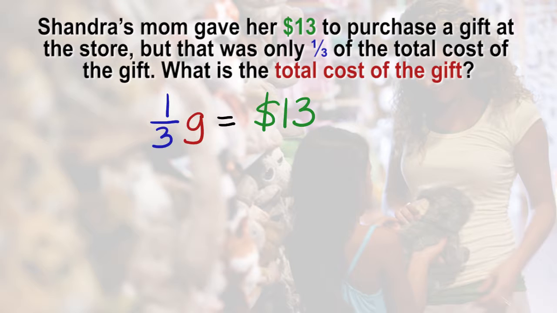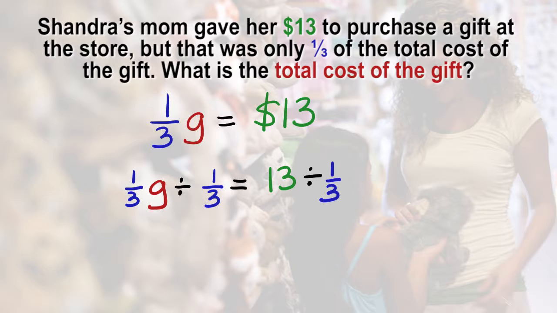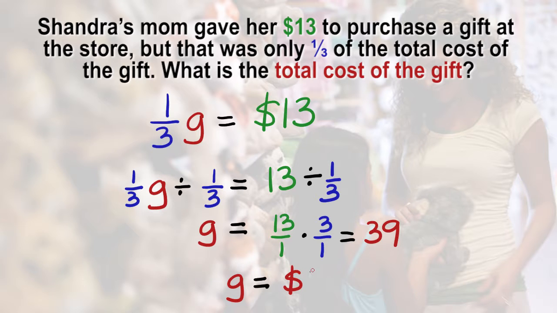Since the 1/3 and the G are being multiplied, we can solve this equation by dividing each side by the coefficient. Any number divided by itself is 1. Therefore, on the left side of the equation, 1/3 divided by 1/3 equals 1. On the right side of the equation, we will divide 13 by 1/3. 13 divided by 1/3 is the same as 13 multiplied by 3, which equals 39. So, the cost of the gift is $39.